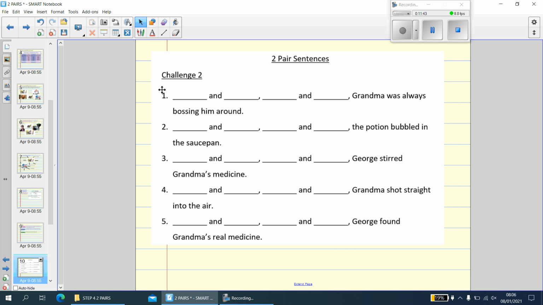Make sure your adjectives fit in nicely with it and it makes sense. So for example, I wouldn't have happy and glamorous, Grandma was always bossing him around. It doesn't fit in with what we know about Grandma. Pause me whilst you have a go at this one and then press play for your next part of the activity.